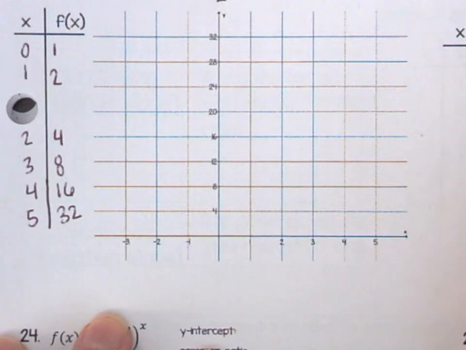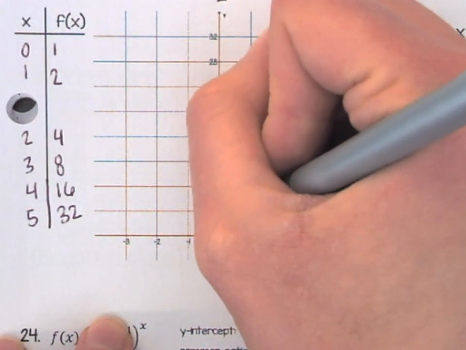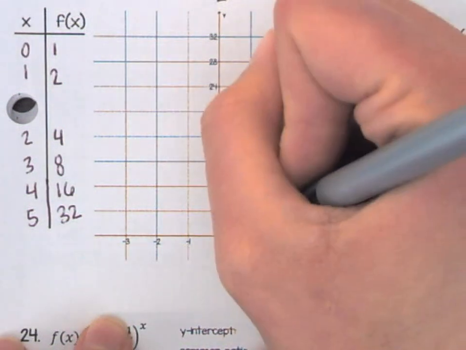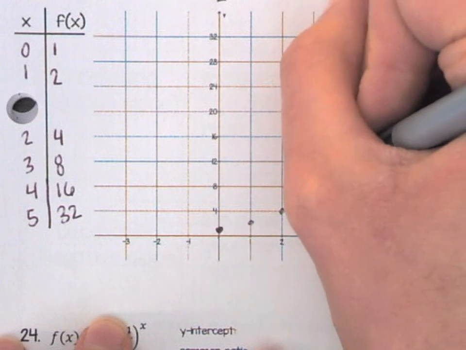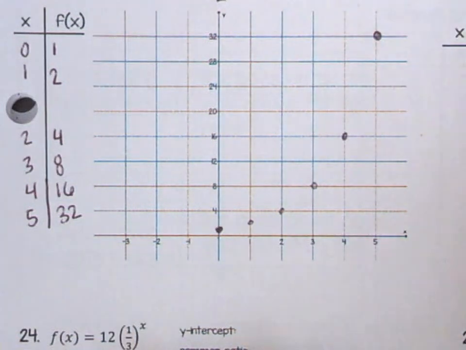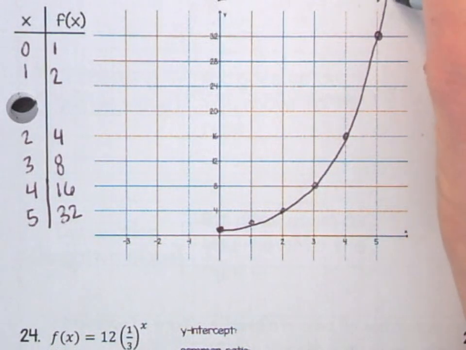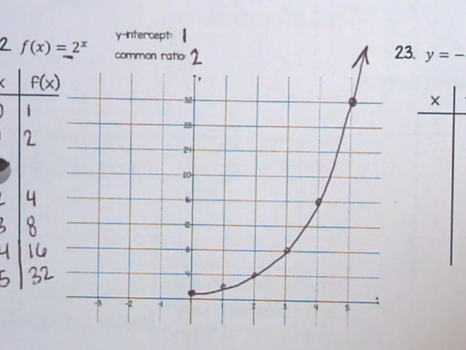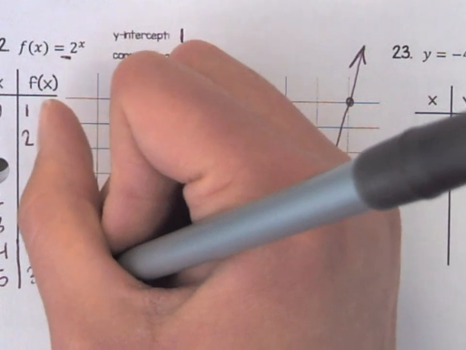Okay. So then over here at 0 we were up 1, which is just part of the way up. At 1 we're at 2, then 4, then 8, then 16, then 32. And we start to see that curve right there. And you can see that it would level out like that as well.